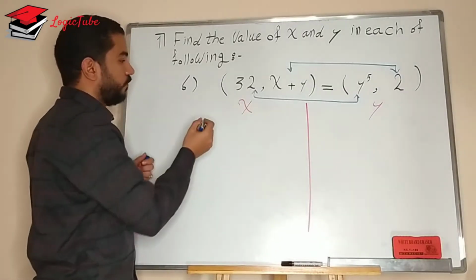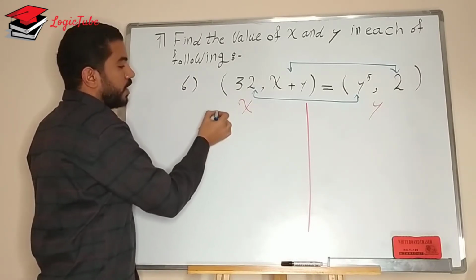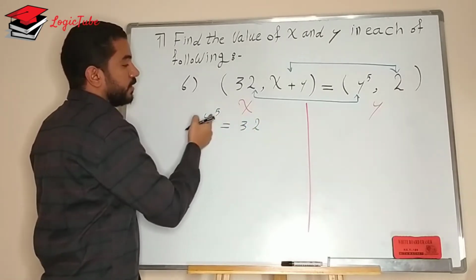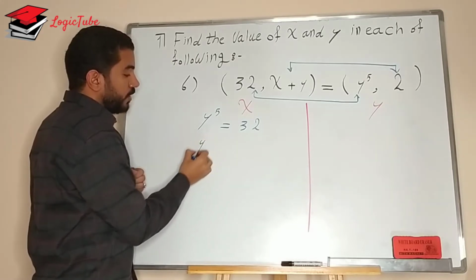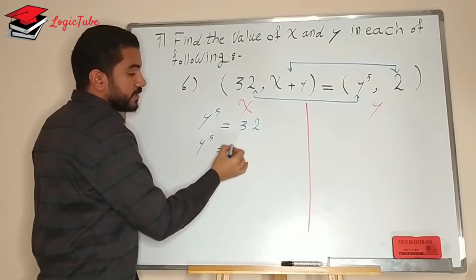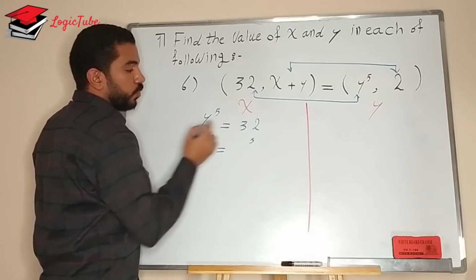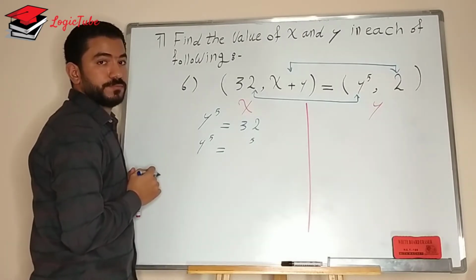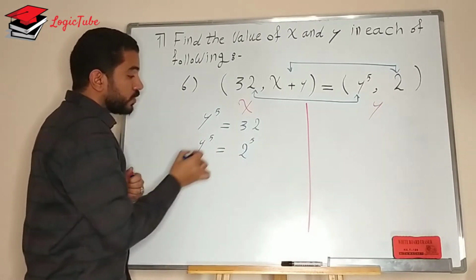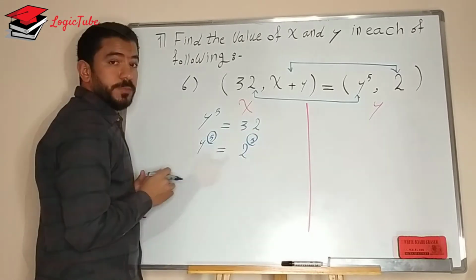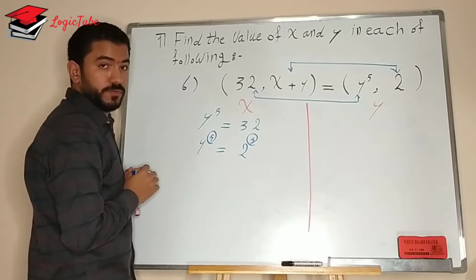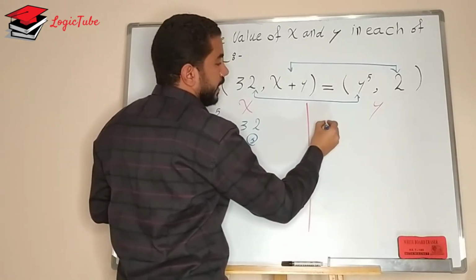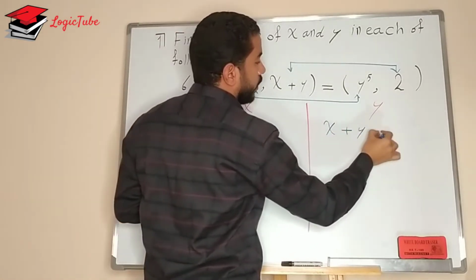Also, we can find the value of y by another method. y power 5 equals 32. I can make the powers equivalent. What is the number whose power 5 equals 32? Yeah, 2. Because the powers are equivalent, the bases are also equivalent. So y equals 2.